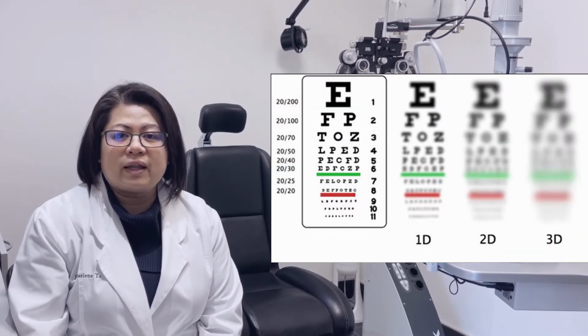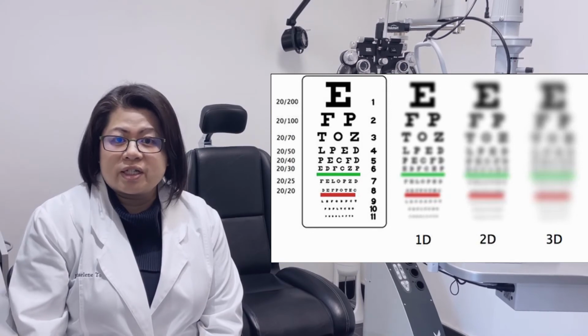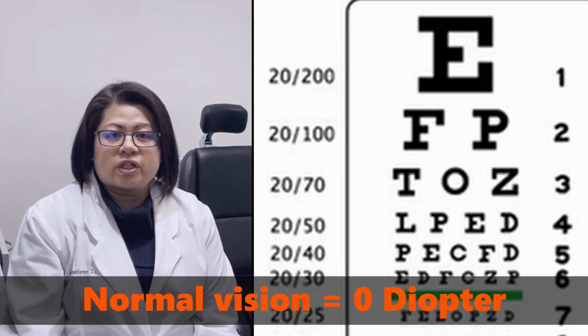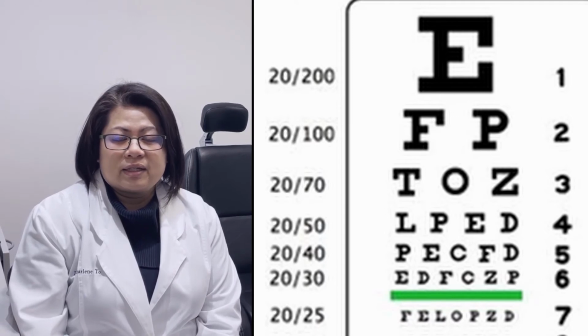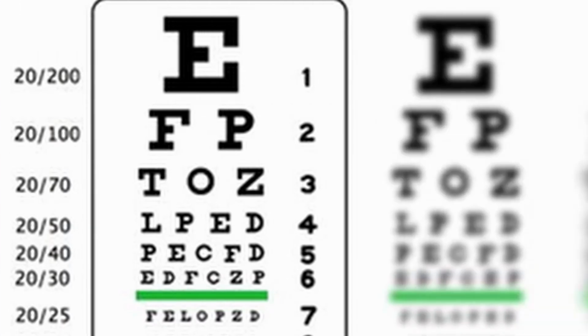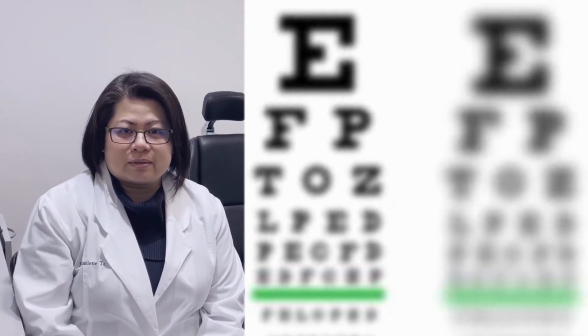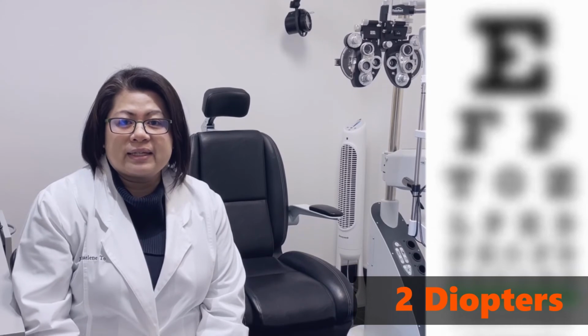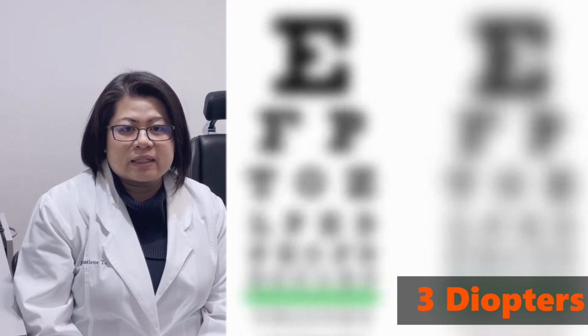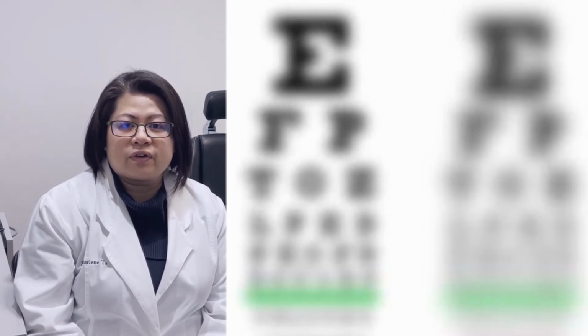So take a look at this image here, the eye chart. On the left, we have a perfectly clear eye chart, and this is what normal vision would look like. Next to that is what vision would look like with 1 diopter of astigmatism. It gets a little bit blurry. Next to that, it shows what vision would look like with 2 diopters of astigmatism, so more blurry. And the last one is vision with 3 diopters of astigmatism, and you can tell the eye chart is completely blurry and very distorted.